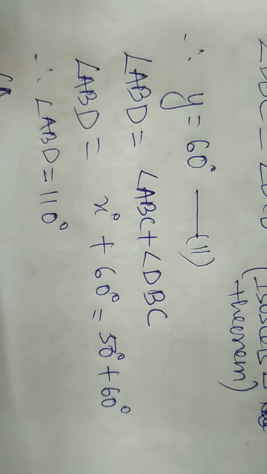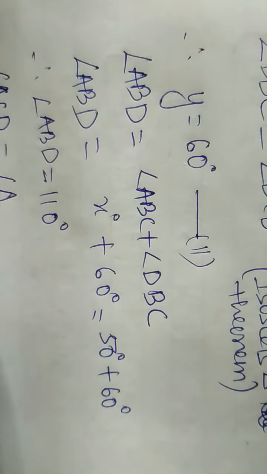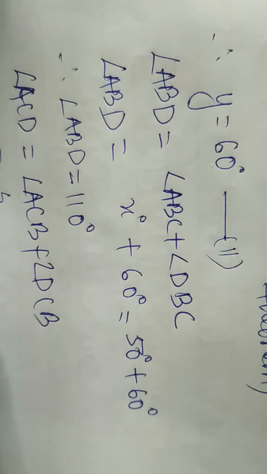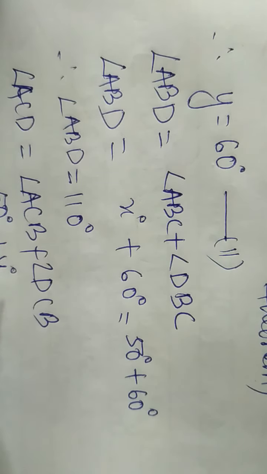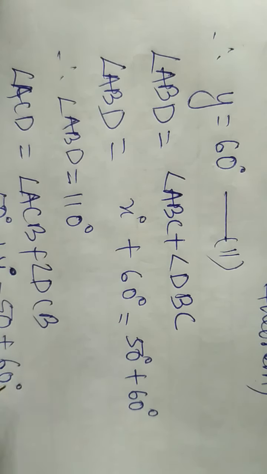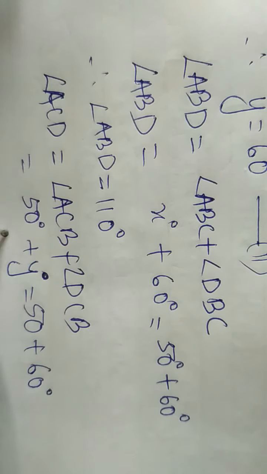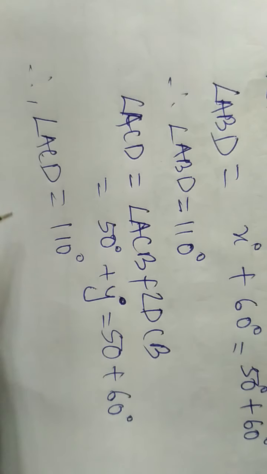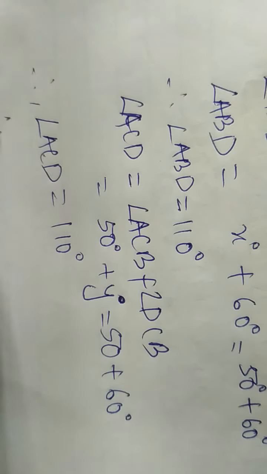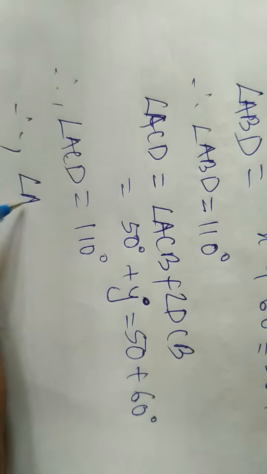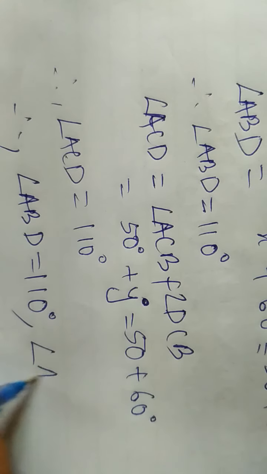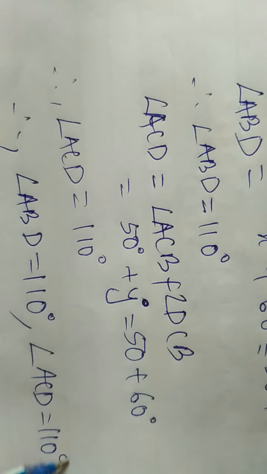In a similar way we will find angle ACD. Angle ACD is angle ACB plus angle DCB. That means again 50 degrees plus y degrees, which is 50 plus 60, equals 110 degrees. So angle ACD we got 110 degrees. Therefore angle ABD equals 110 degrees and angle ACD equals 110 degrees.